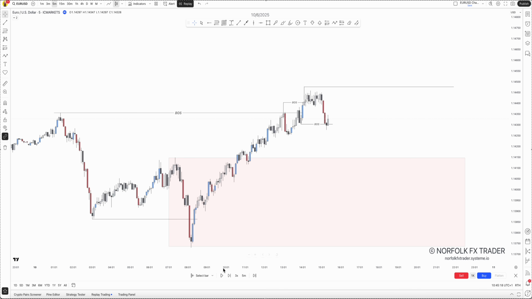Let's go forward with, let's actually increase the speed. I'm going to run this down so you can see what happens. So price continues to run bearish.